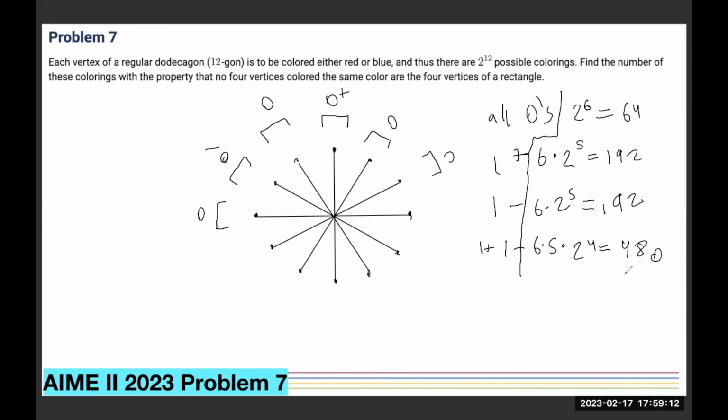And we just add together these numbers, and this gives us a total of 4,928. There we go.